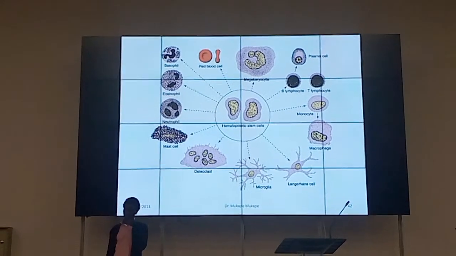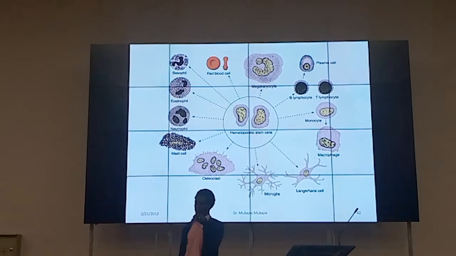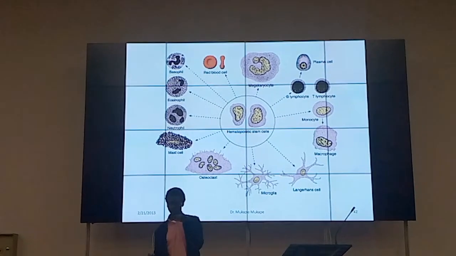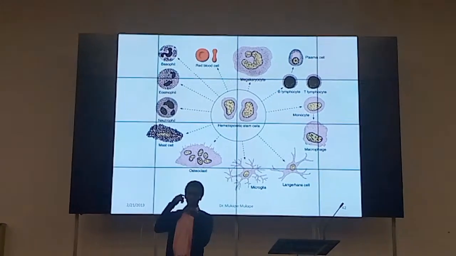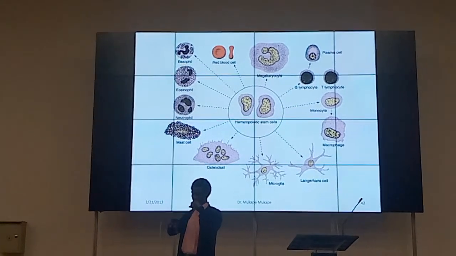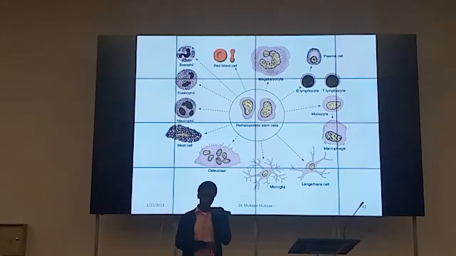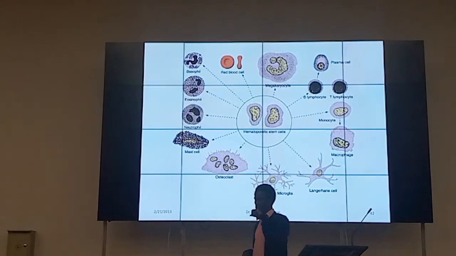So that's about plasma cells and the antibodies. By the way, these antibodies attack microorganisms outside the cell, outside the host cell. So B lymphocytes provide what we call humoral immunity.